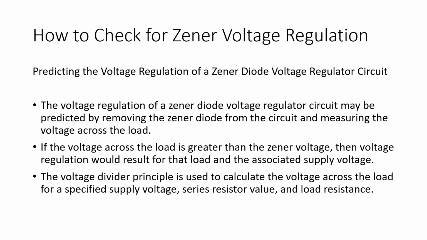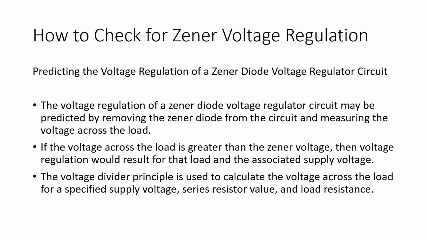Now, if you have a Zener diode regulator circuit, you need to have an idea whether or not the voltage will be regulated depending upon the supply voltage and the load. If the load is too heavy, in other words, if it draws too much current, there will be no voltage regulation. Also, if the supply voltage falls too low, there will be no voltage regulation. So how do we predict that?